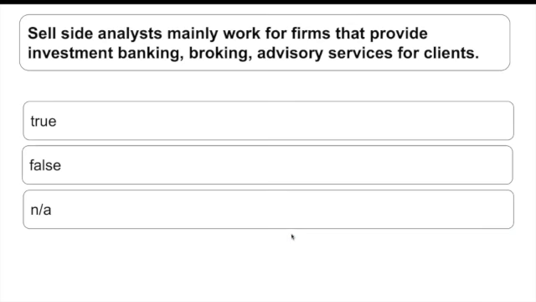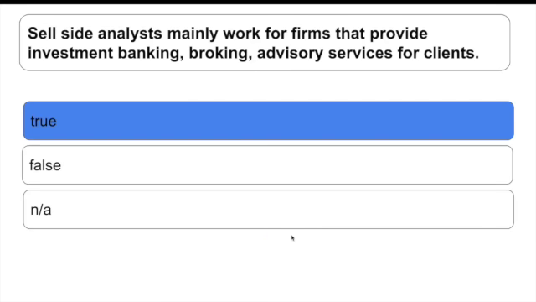Sell-side analysts mainly work for firms that provide investment banking, broking and advisory services for clients. Is it true or false? And the correct answer is it is true.